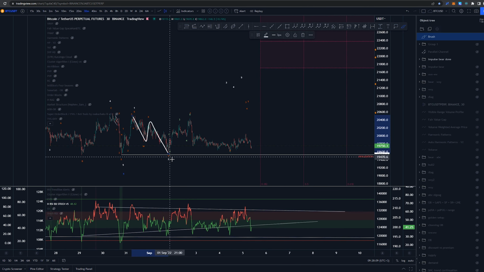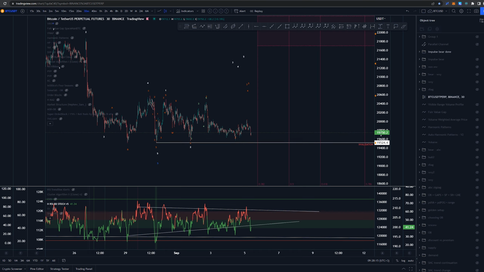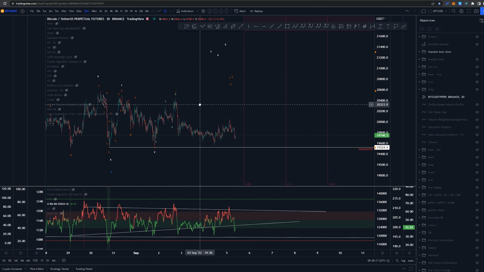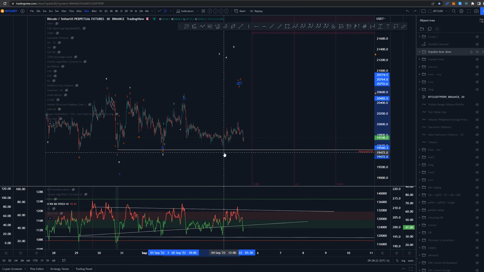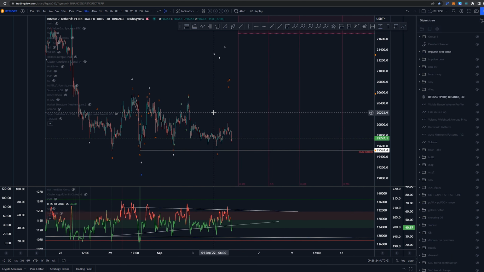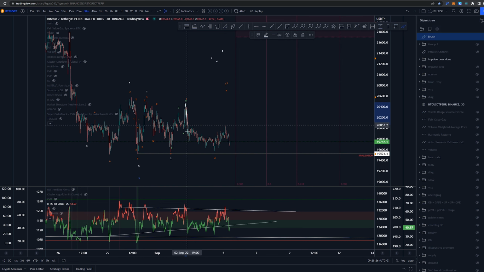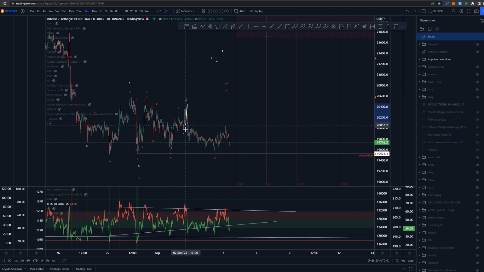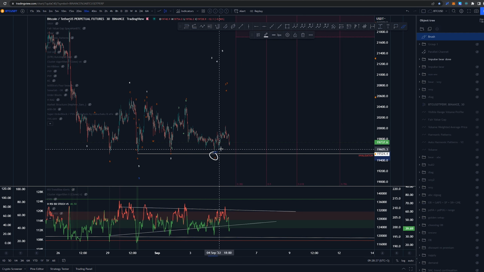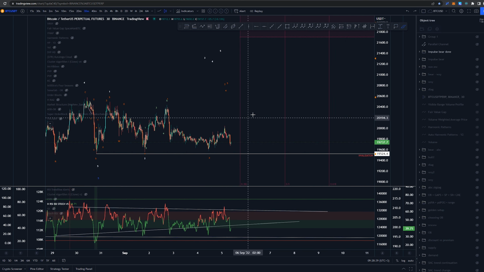Then we would have a three-wave pullback into wave 2 and then again a possible 5-wave structure into wave 1. Now this is not the perfect look for this wave 3 for sure, but if we want to be bullish, this is the way we have to label it. Then we would have some kind of three-wave structure here instead of that 5 we were talking about, which could end here. So we could have an A, B and C for this wave 2 here, and then we would start something new here.